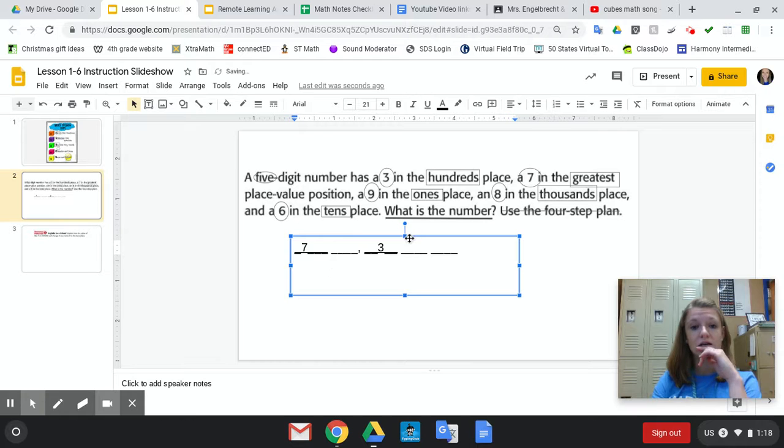Okay, that one's done. A 9 in the ones place. Well, that would be all the way over here. So let's stick a 9 there. Okay. An 8 in the thousands place. That has to be here. Okay, and then anything in the tens? Oh, looks like there's a 6 in the tens place. So let's put that there.